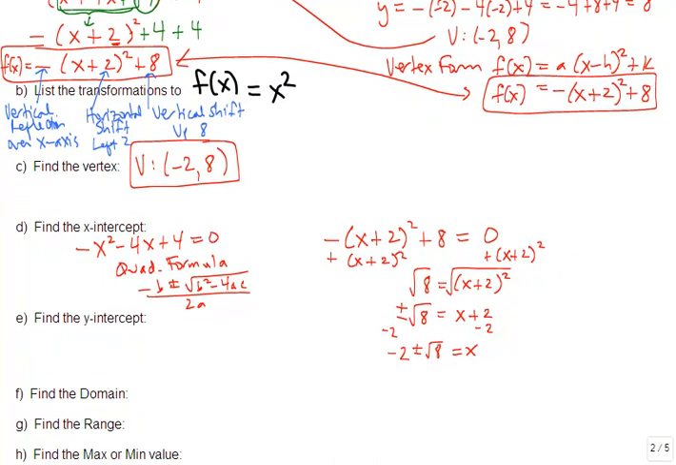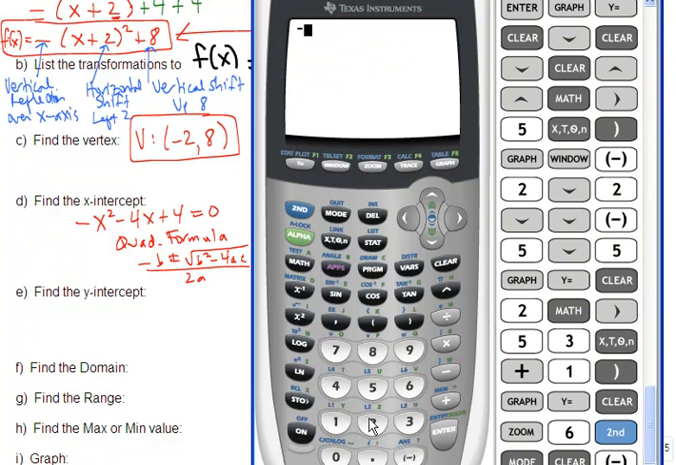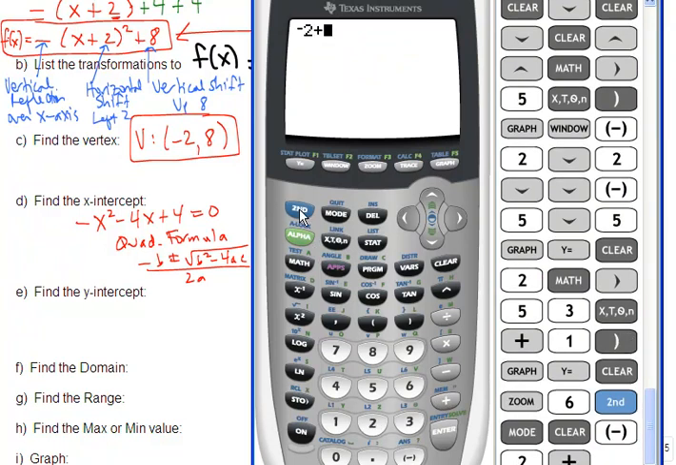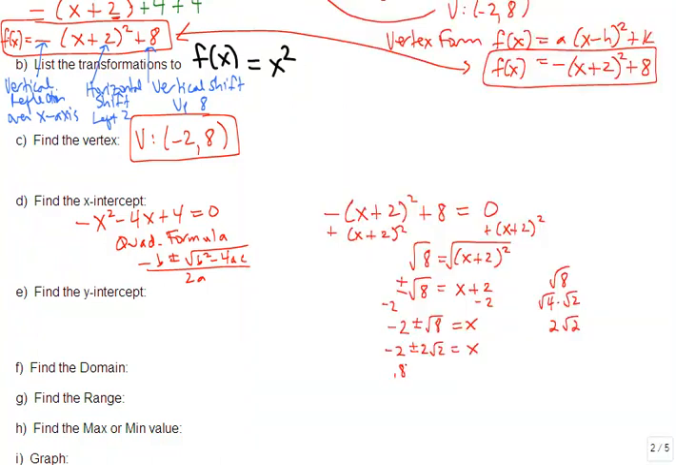Now technically, square root of 8 isn't a reduced radical because it's root 4 times root 2, which reduces to 2 root 2. So if you wanted to be really careful, you could simplify it. But usually for the purposes of graphing, we need to know what these are as decimals anyway. So you would need to just take your calculator and type in negative 2 plus 2 square root of 2. So that would be 0.828 for the plus case.